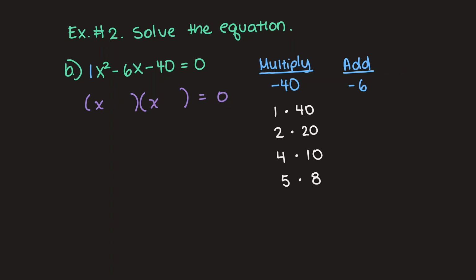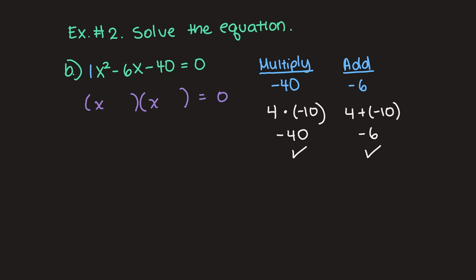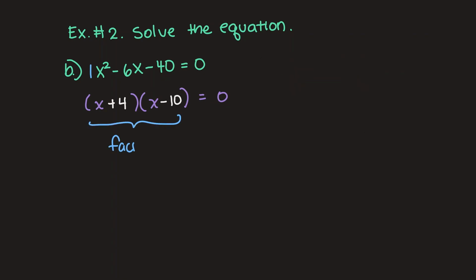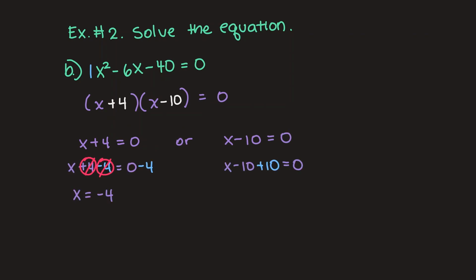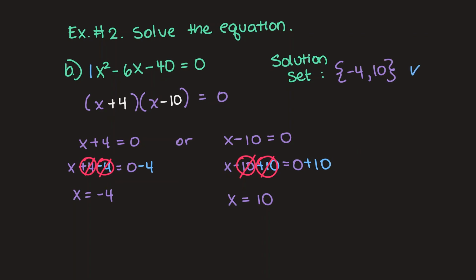Those numbers should be 4 and 10 after we adjust the signs, making 10 negative. So double check to see if this multiplies to -40 and adds to -6. It does, so these are the two numbers for the second term of our factors. Now this side is written in factored form, and we can solve this using the zero factor property. So set both factors equal to 0 and solve for x. And our solution set is -4 and 10.